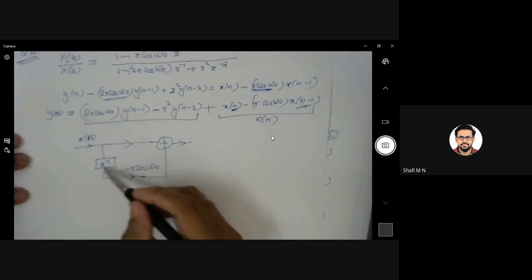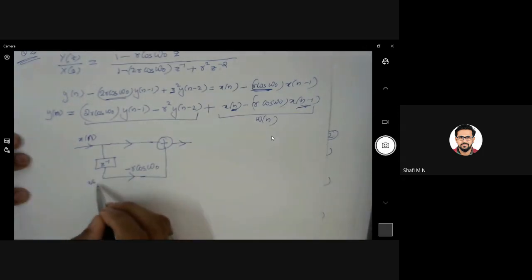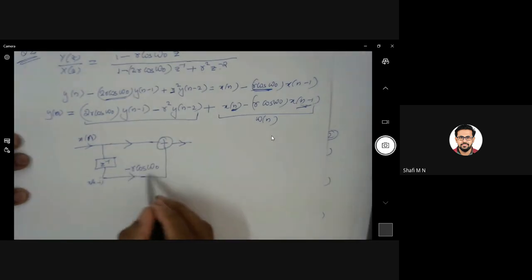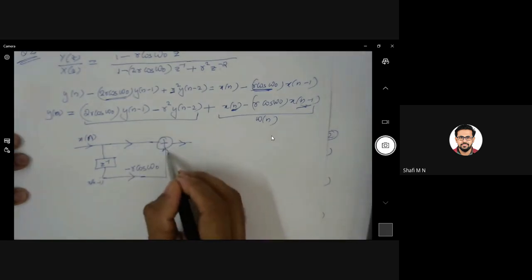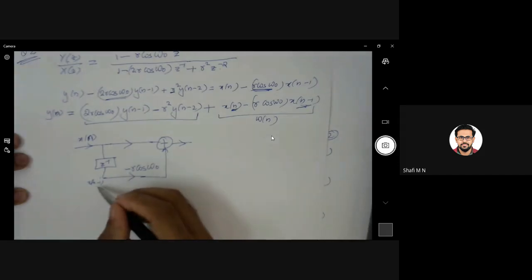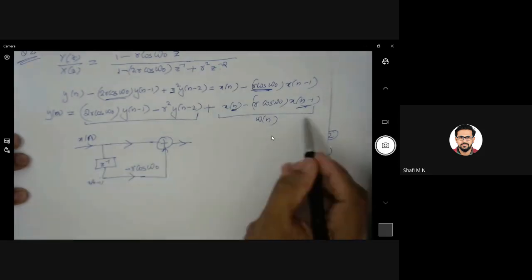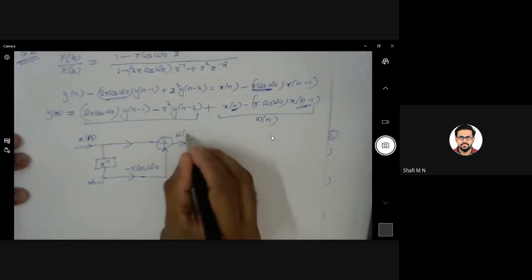This is x of n. This is the delayed version, so x of n minus 1. Here you will get x of n minus 1, multiplied by minus r cos omega naught, you will get minus r cos omega naught x of n minus 1. When you add both, you will get this term. That is referred to as w of n.